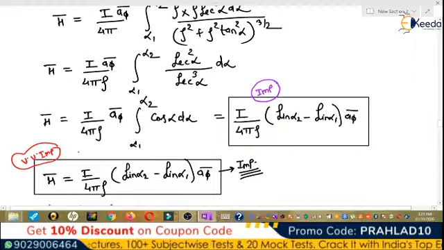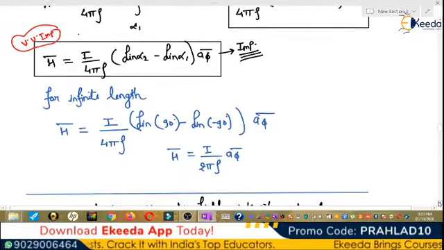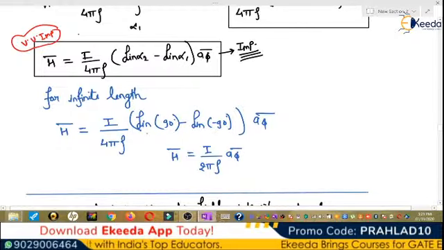a_phi is the magnetic field direction. So I by 4 pi rho (sin alpha 2 minus sin alpha 1) a_phi. This is a very important result for finite length. When the length is infinite, the result will be I by 2 pi rho a_phi vector.